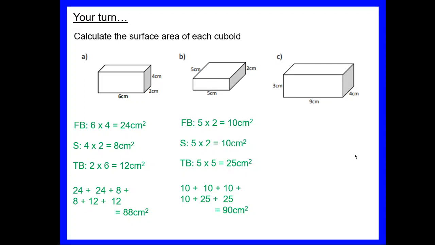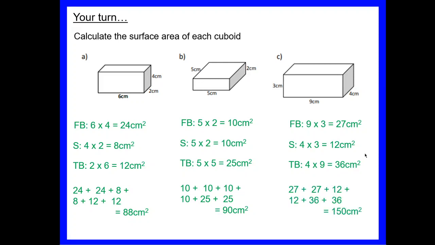Last one then. So again, we'll do the front and the back first. That's 9 times 3 is 27 centimeters squared. The sides are 4 by 3, which is 12 centimeters squared. And the top and the bottom are 9 by 4, 36 centimeters squared. We add all of those together, so 2 of each, I get 150 centimeters squared. Make sure you've marked your work and your working out is nice and clear for those.